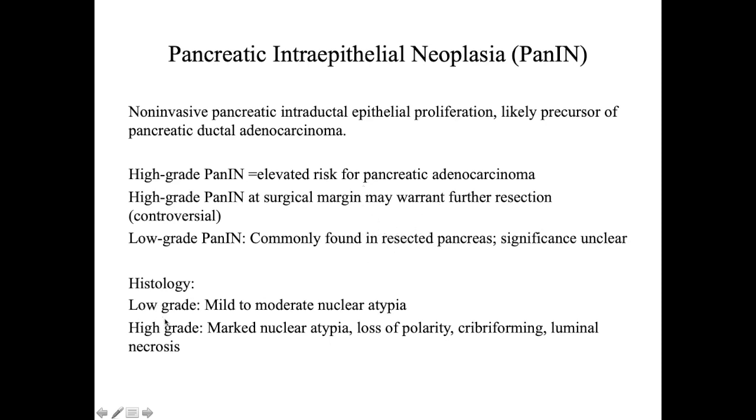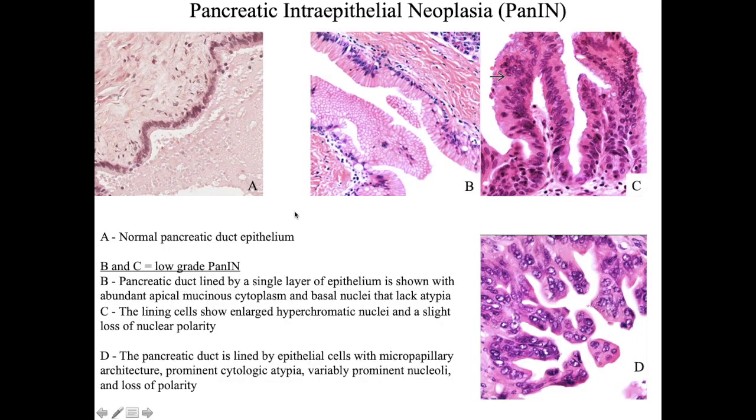And again, what we saw was pretty low grade, mild to moderate nuclear atypia. High grade will show marked nuclear atypia and loss of polarity. We did not see loss of polarity. All the cells were very polar and very organized. So in the first slide, we saw some pancreatic intraepithelial neoplasia.